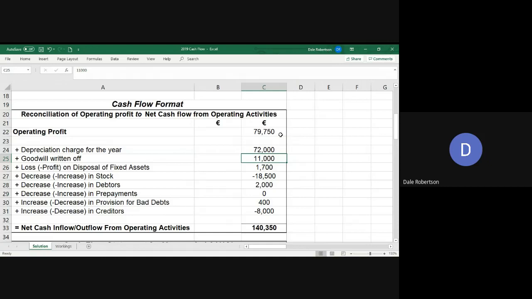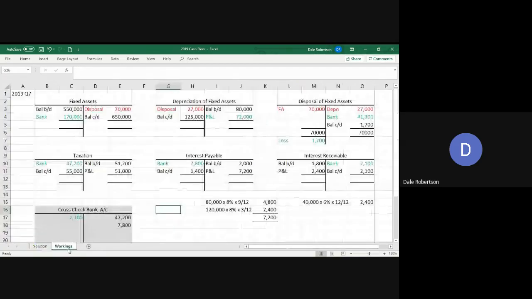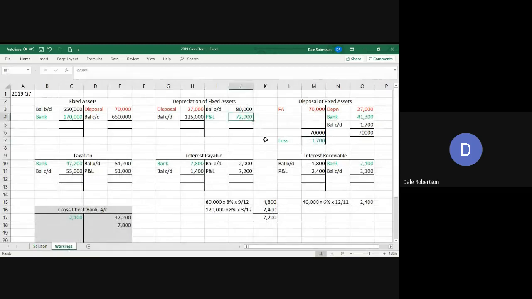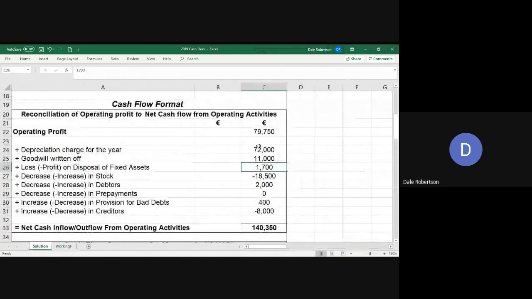And we also have a loss on the disposal of fixed assets, which we also need to add on. And that loss is 1,700 coming from this working here. 17,100 here. And here you have your depreciation. Why do we add all of these things? We add all of these things because they are all non-cash expenses, which would have been subtracted prior to the operating profit, but we are adding them back on because we're looking at cash flow.